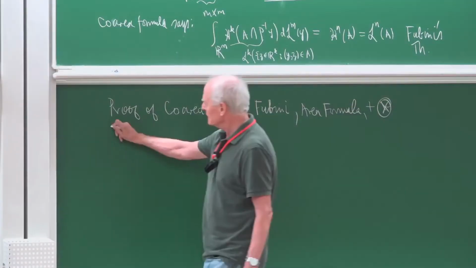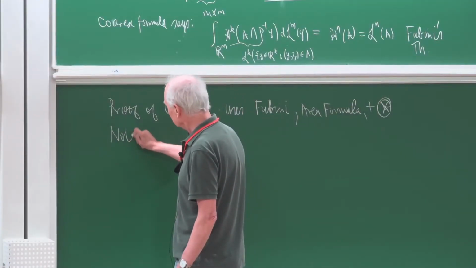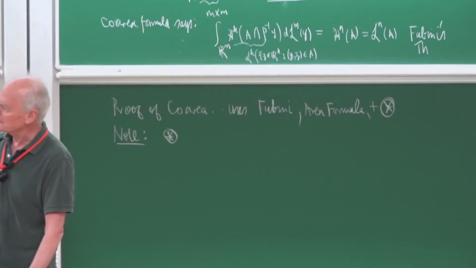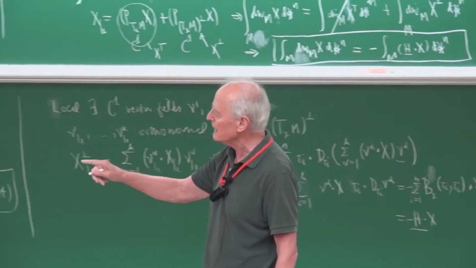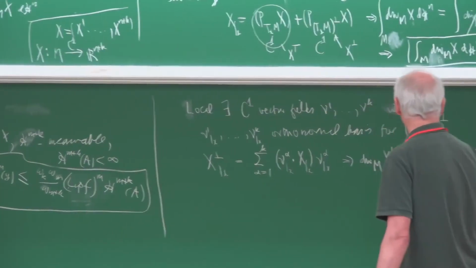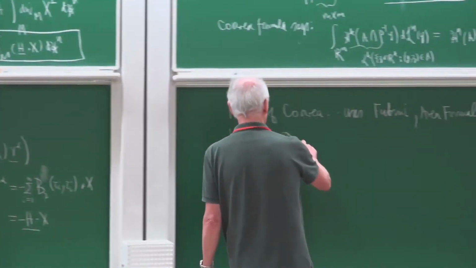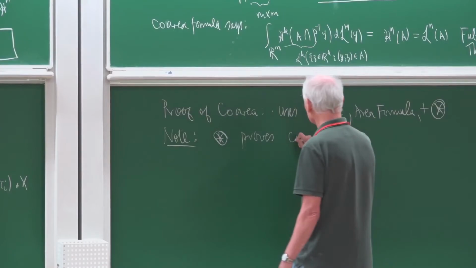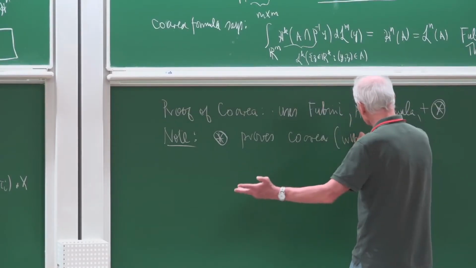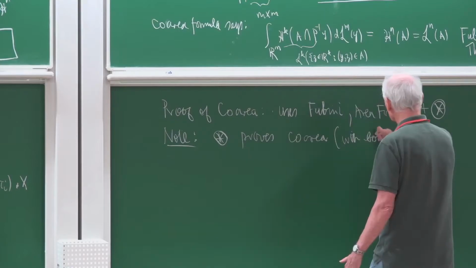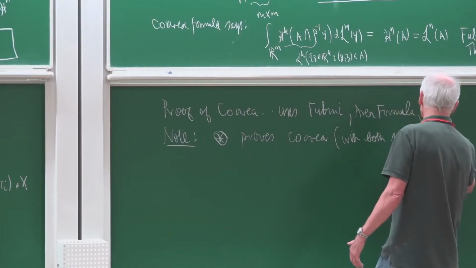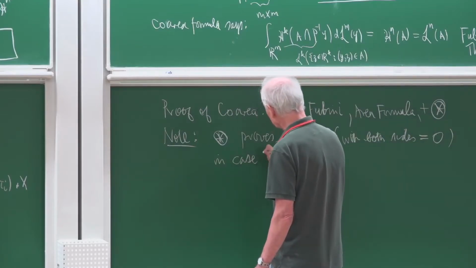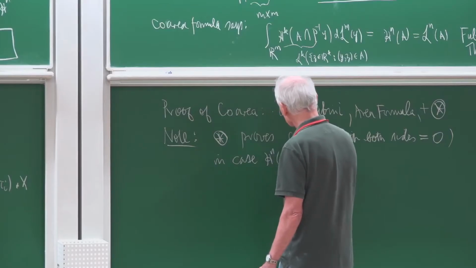So it uses those things, area formula plus star. And by the way, notice that star takes care of the co-area formula in case A has measure 0. Star proves co-area with both sides equal to 0 in the special case when H^n(A) is equal to 0.